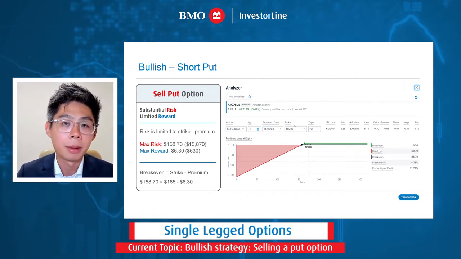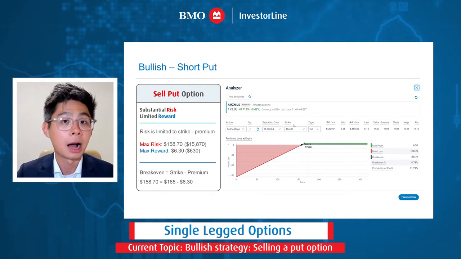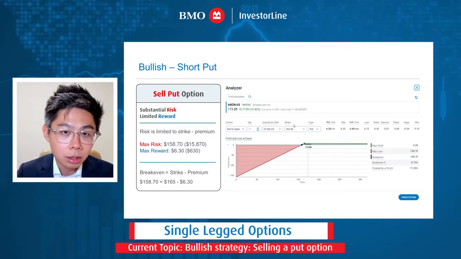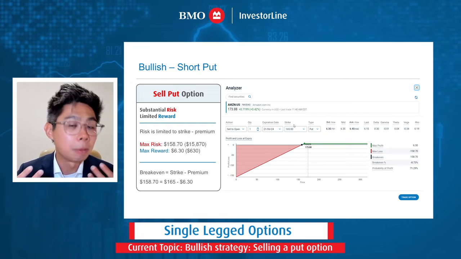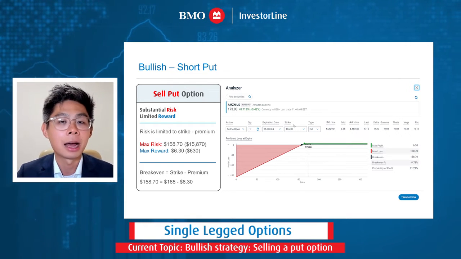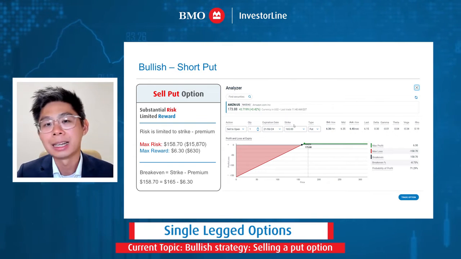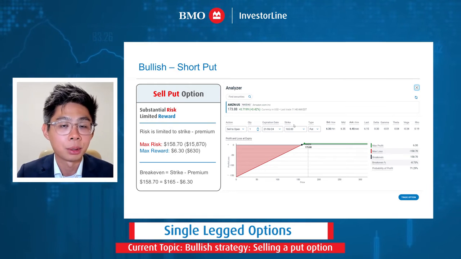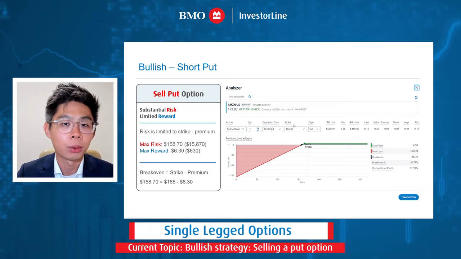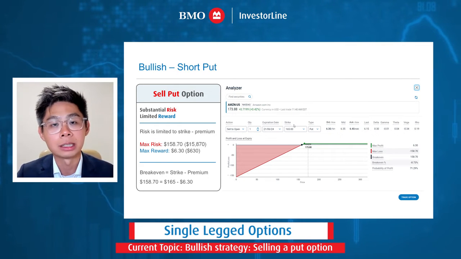But the one thing to remember is that when you're selling a put option, a put gives the buyer the right to sell the stock, which gives the seller of the put option the obligation to buy the stock from the buyer of the put option if that buyer chooses to exercise the put. So what that means is that if you were to sell a 165 put and the stock trades below 165 at expiration, you are effectively obligated to buy the stock at 165.